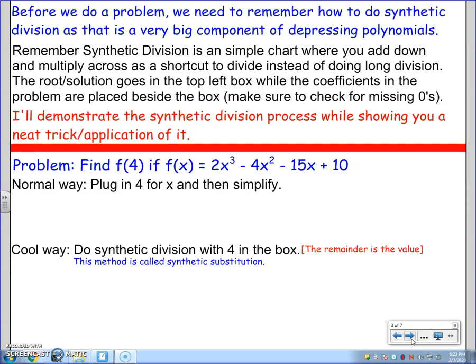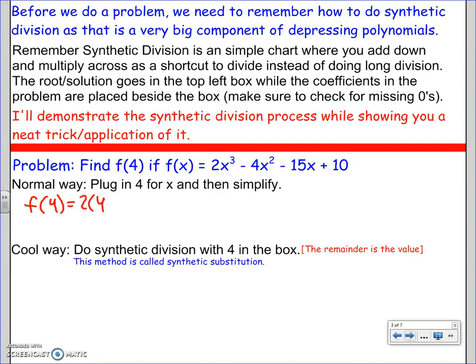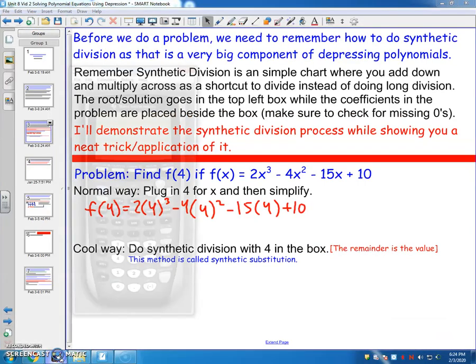For this problem, find f of 4 if f(x) equals 2x cubed minus 4x squared minus 15x plus 10. The normal way we learned before is, if you want f of 4, you go to equation f and plug in 4 for every x. So this would be 2 times 4 cubed minus 4 times 4 squared minus 15 times 4 plus 10. You could figure that out by hand, but I'll just use a calculator here to make it much faster.